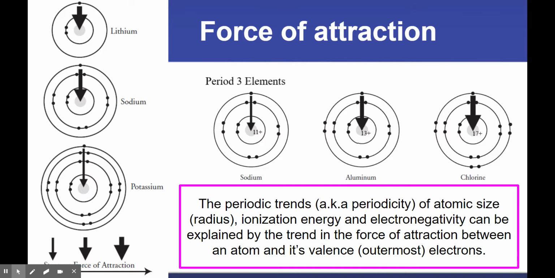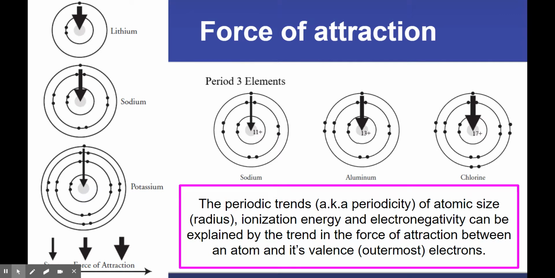And again, that force of attraction is between an atom and its valence electrons, or its outermost electrons. So you'll notice here that we're bringing this picture back. We have our atoms going down a group, and as we go down that group, we're getting more and more layers of electrons. It's a little bit hard to see right now, but if I stop moving my mouse, the arrows are representing our force of attraction. That force of attraction is decreasing as we go down the group.